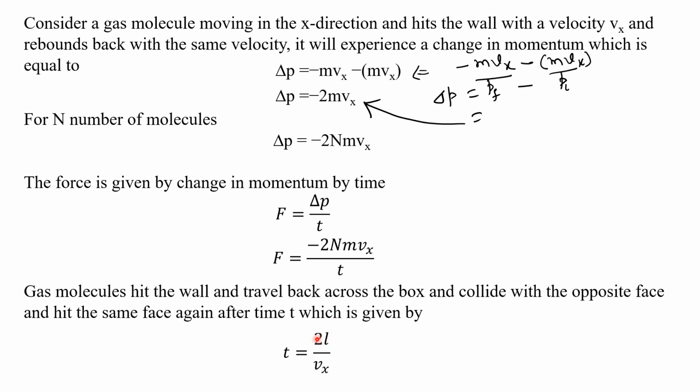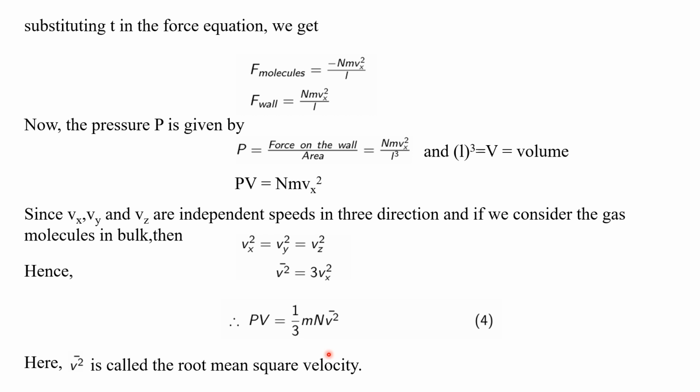So t is 2L by Vx, because it covers 2L distance in time t with velocity Vx. If we substitute the t in the force equation, we get the force of the molecules is n m Vx squared by L. So we get F wall is m Vx squared by L. Now the pressure P is given by force on the wall by area.